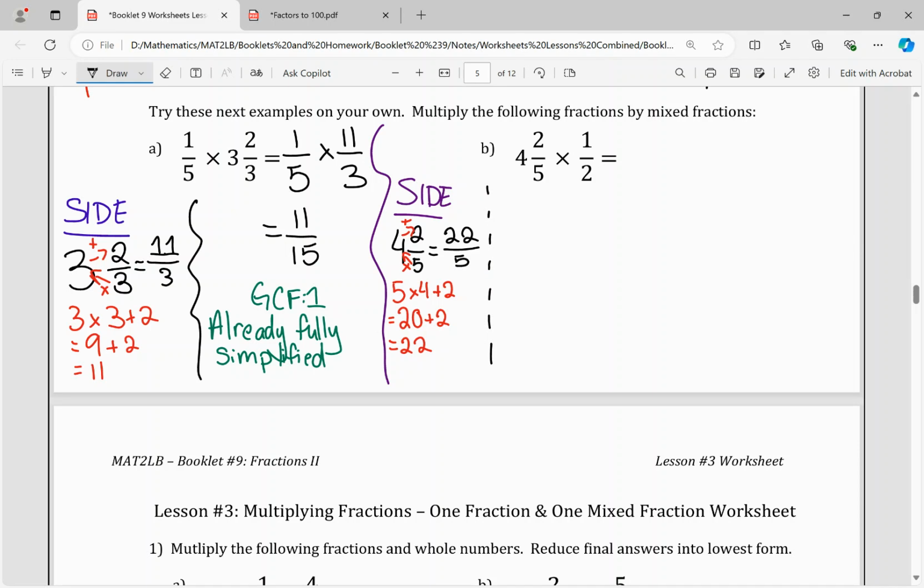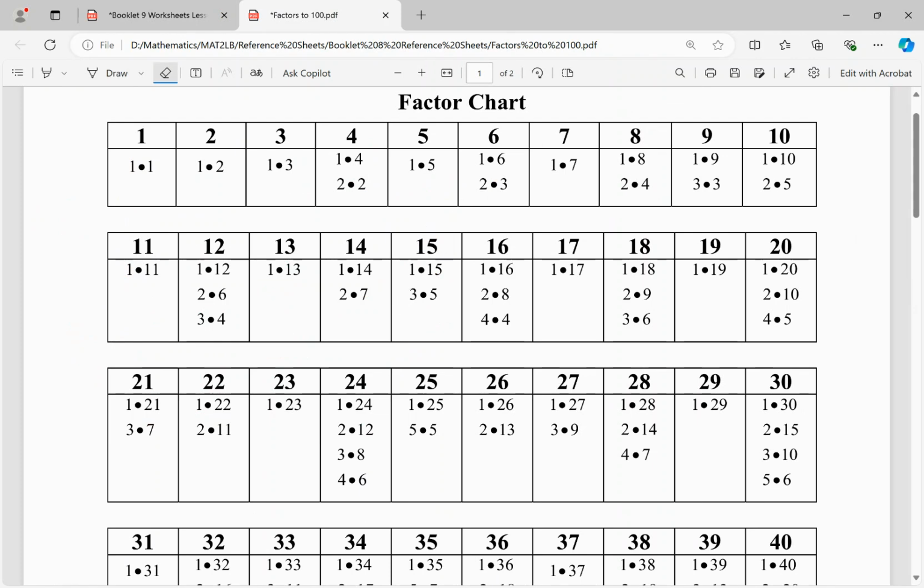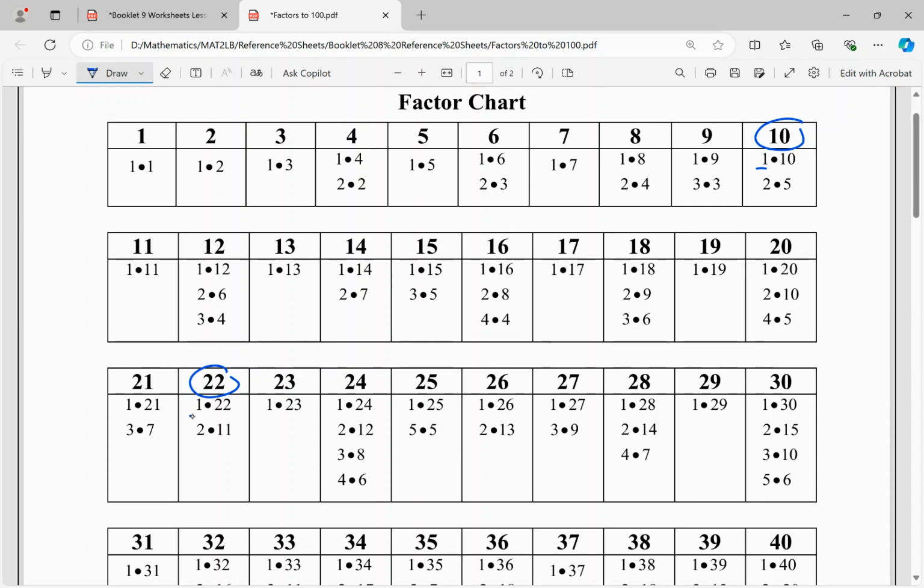So this is good, right? We can use this to rewrite our original problem to be 22 over 5 times 1 over 2. Multiply the numerators. 22 times 1 is easy. That's just 22. 5 times 2 is going to give us 10. Let's take a trip to our factor chart. Our two numbers are 22 and 10. Here's 22. Here's 10. They both have a 1 as usual, but they also both have a 2. That is the greatest common factor, the largest number that they have in common.